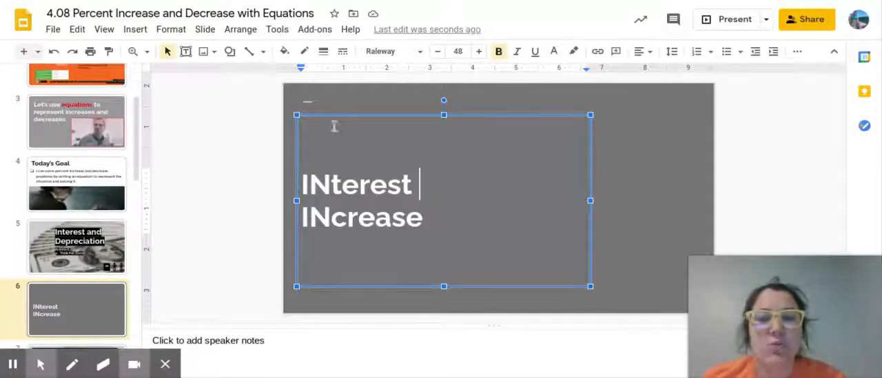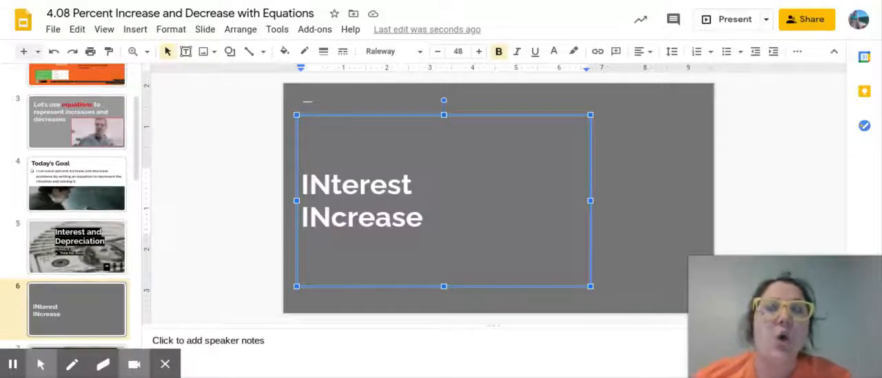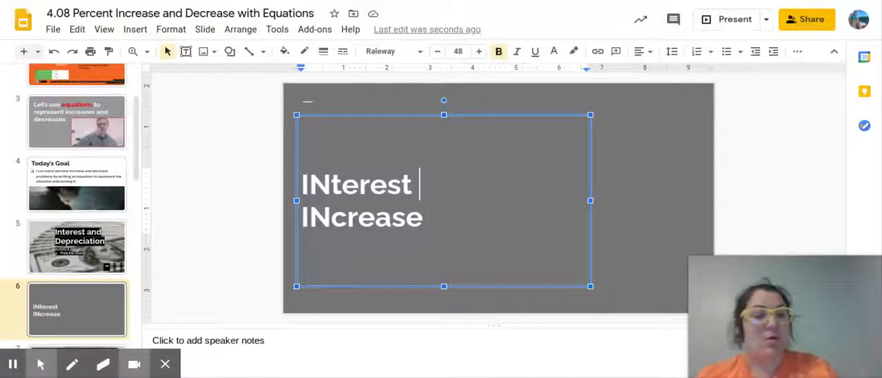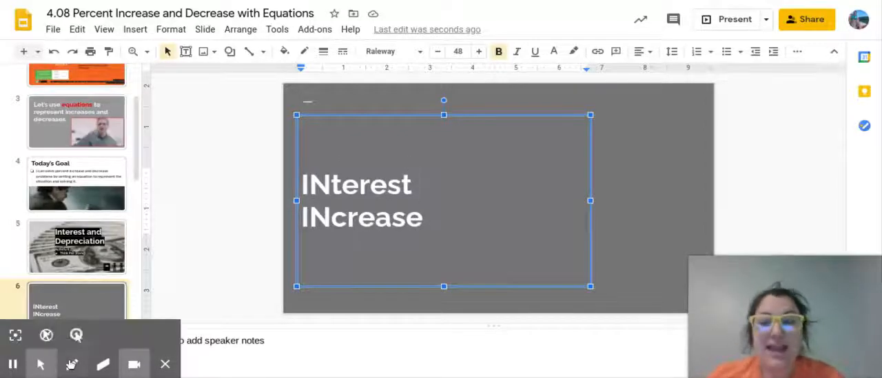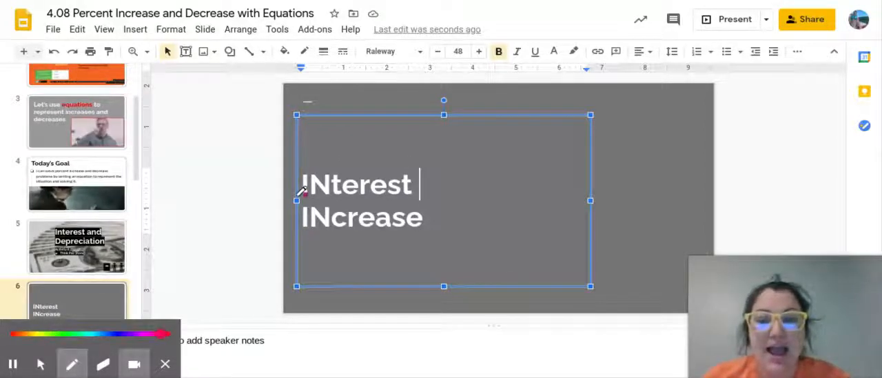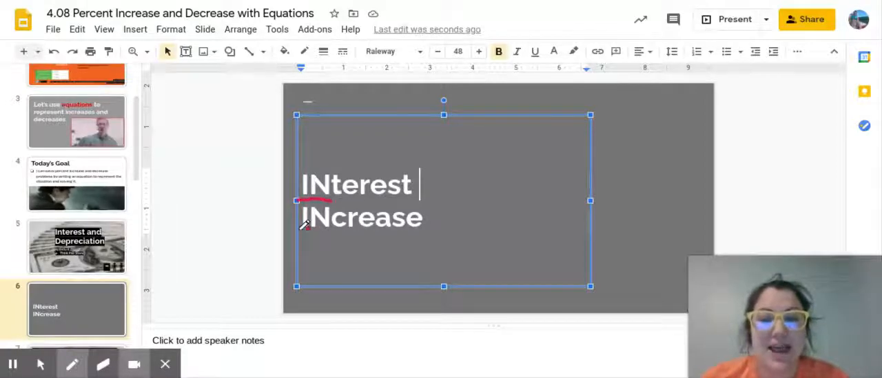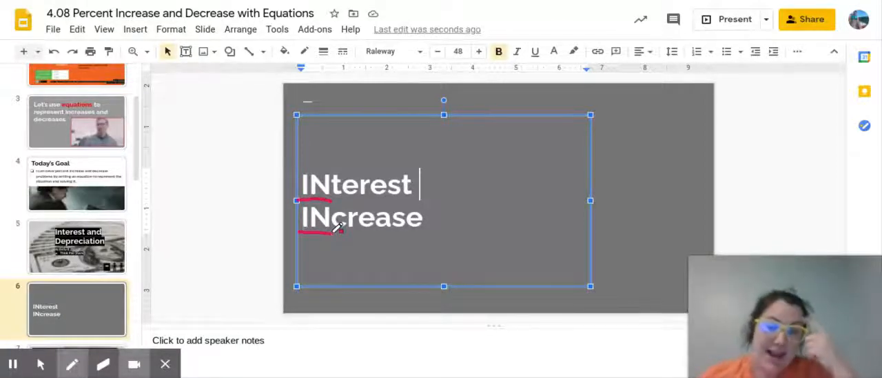But looking at these 2 words, interest and increase, what do you notice that you could possibly recognize and say, hey, this is how I know it's going to be an increase? That means I'm going to add it on. If you said, hey, I notice interest starts with in and increase starts with in, that's a great way for you to remember that an interest is always an increase. It's always adding on.